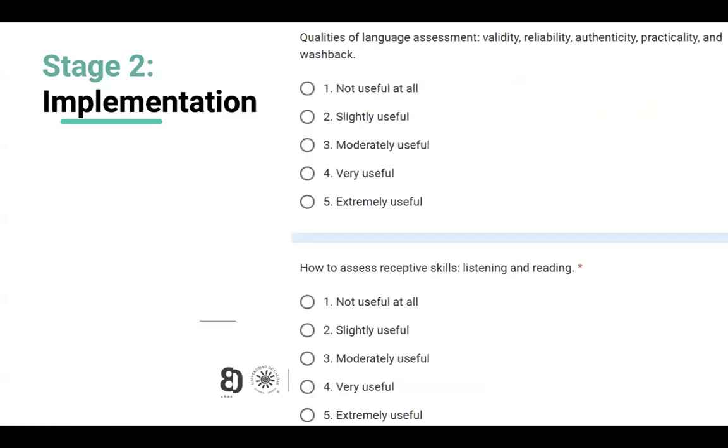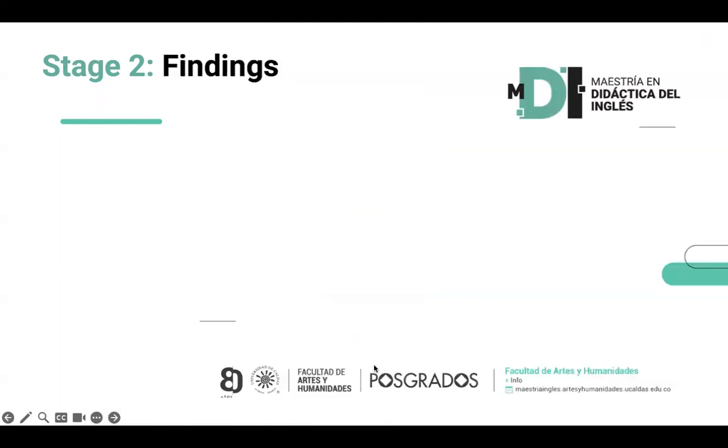And we asked them about how useful they found the topics, contents, and activities in class. So we gave them the topics, for example, how to assess receptive skills, listening and reading. Did you find that topic useful for your assessment practices? Not only for the course, but for their assessment practices in their institutions. So the question was something like this: to what extent do you find this topic useful for your assessment practices in your institution? So they would say, how to assess receptive skills? Okay, this is very useful for me. So they would go for a 4.